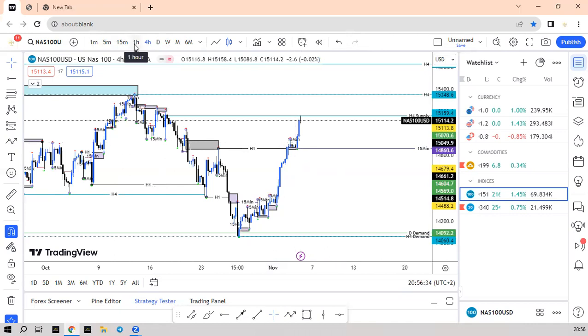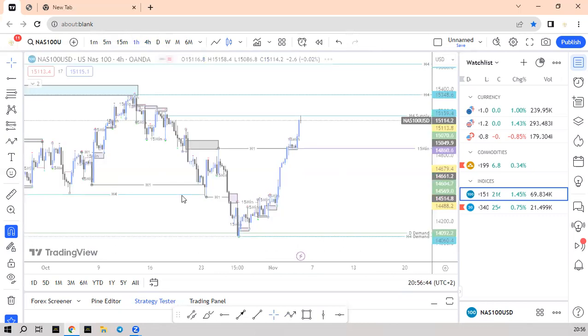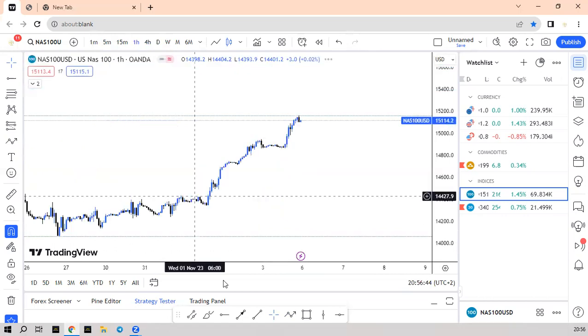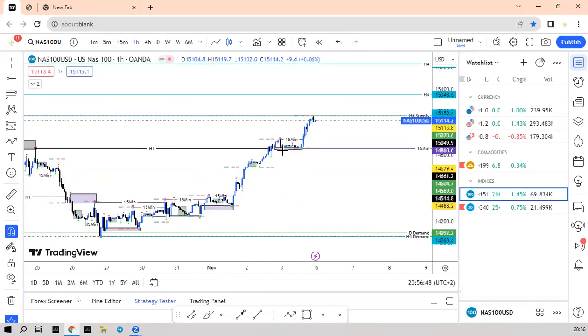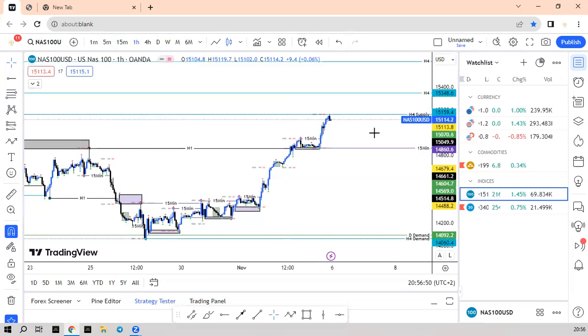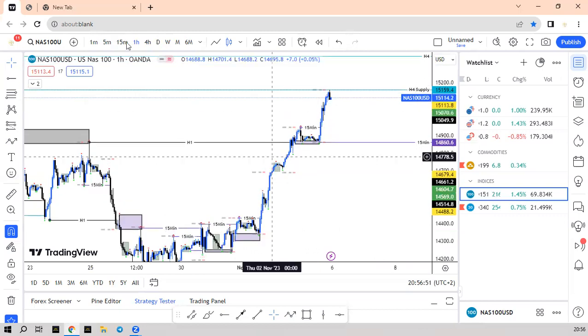I think so, but in this game, it's not about what you think. It's about what the price does. If it goes down, it goes down. There's nothing that we can do. H1, we are bullish. We've broken structure last week, Friday here, and we've created a range on weekly.